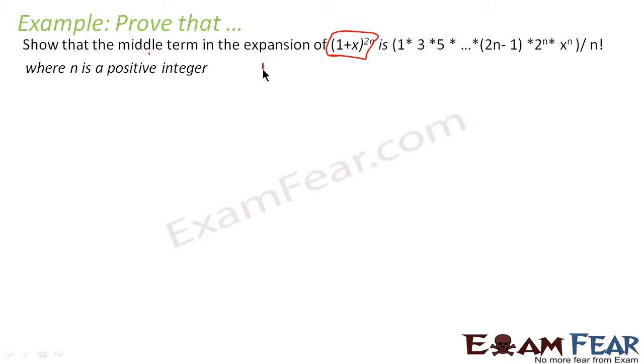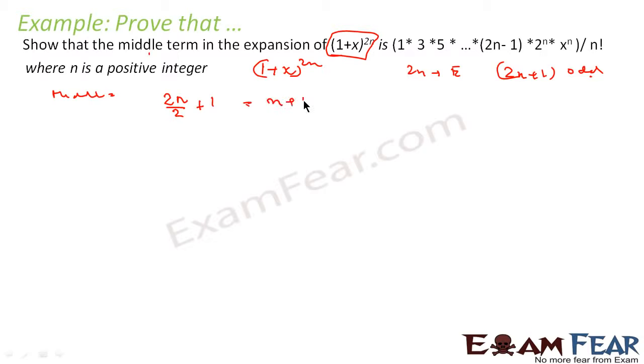So as we can see, in (1 + x)^2n, 2n is an even number. So the number of terms in the expansion is 2n + 1, that is an odd number. So the middle term will be the (2n/2 + 1)th term, that is n + 1. This is the middle term.